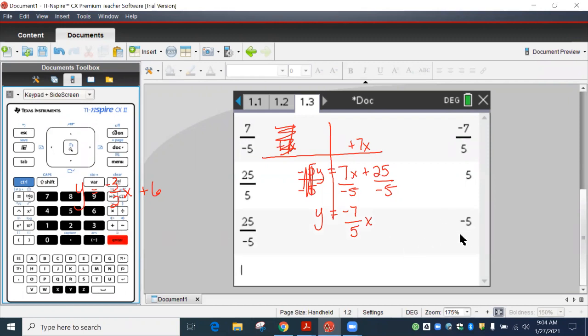All right, so right here, I got -5. Is that what you got? Mhm. All right, so then we'll put -5 right here, -5.